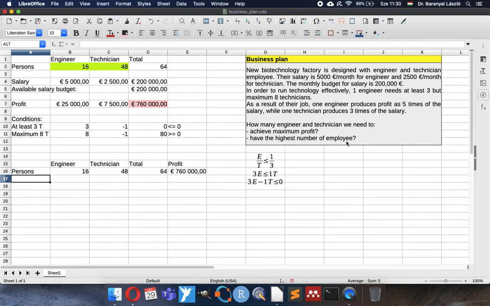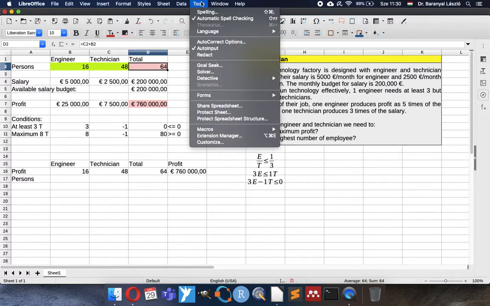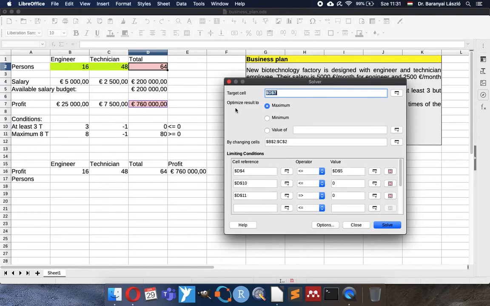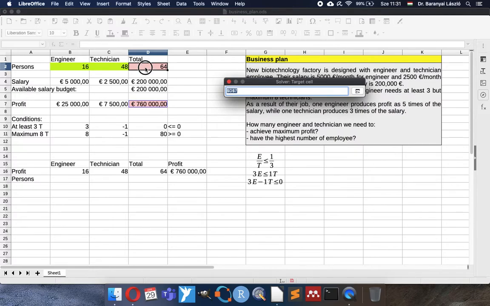But what about the second question? With the same setup, with the same calculation, we can also get a different goal. The first goal was the profit, and the second will be the persons. What if we would like to reach the highest number of employees? Then we have a secondary goal, and with the solver, we can modify the search with only the target cell. Everything else is the same. The target cell will be the total number of persons.